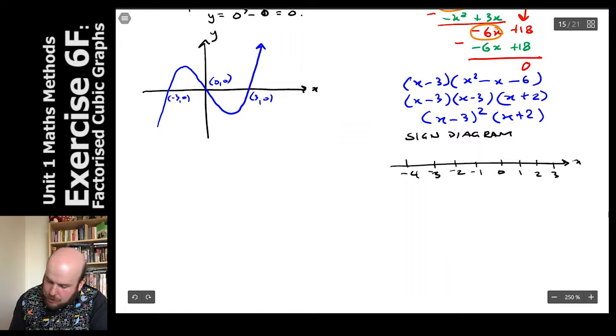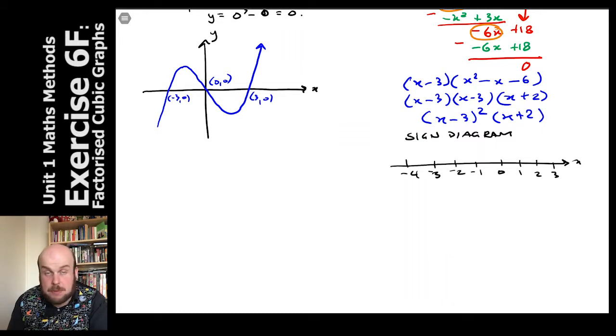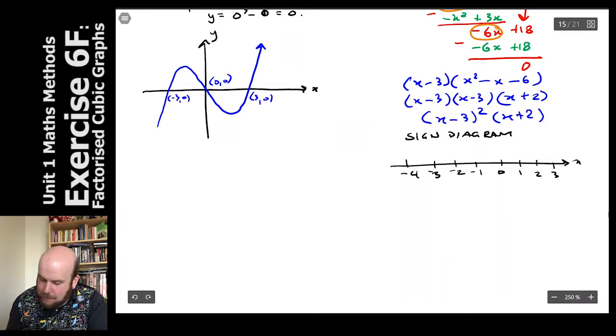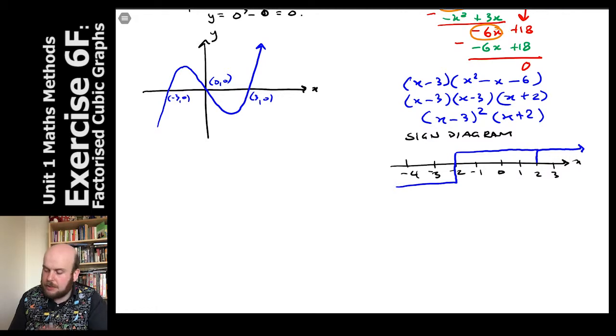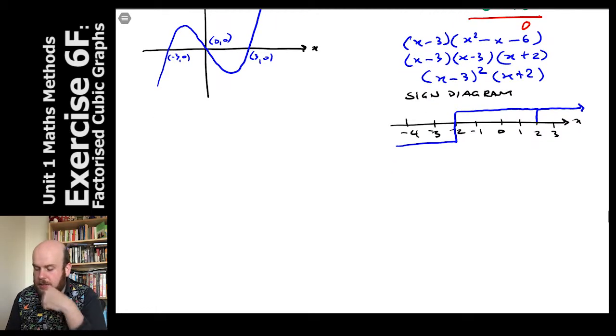And we'll do our sign diagram. So now, of course, this is going to be slightly different because we've got the turning point there. So it's going to look like this. Oh, actually, no, it's not. Because it's plus 2, so it's going to look like this. And there we go.